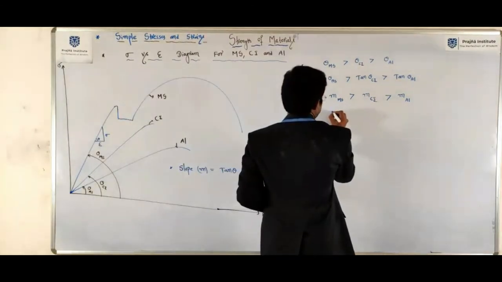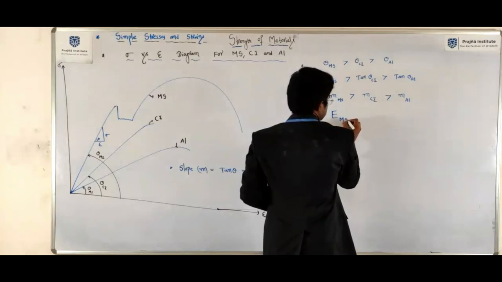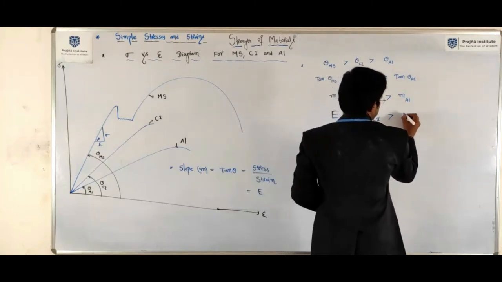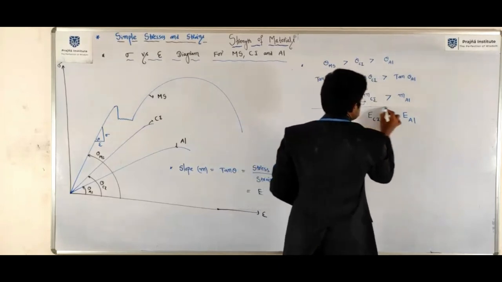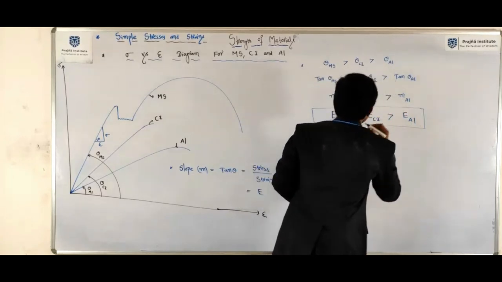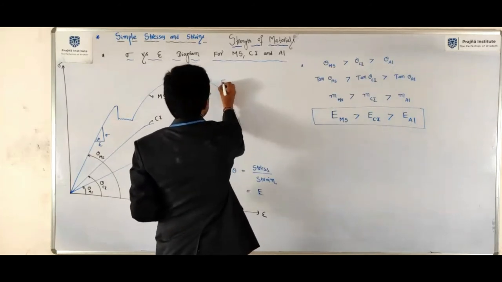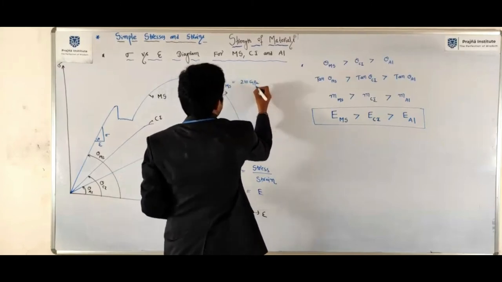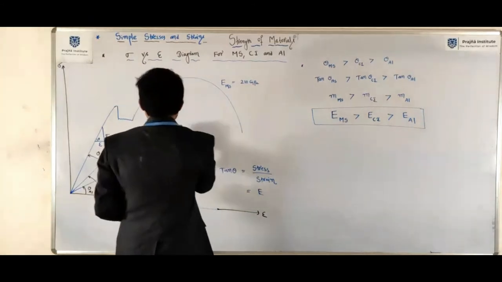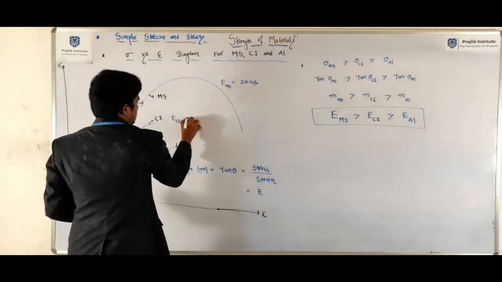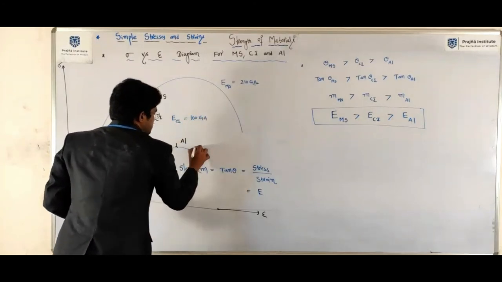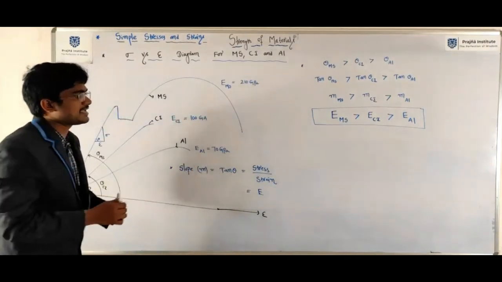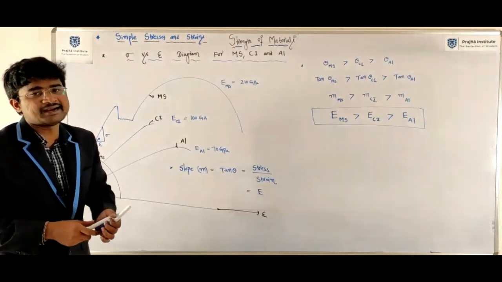So here you can write Young's modulus of the mild steel is greater than Young's modulus of the cast iron, greater than Young's modulus of the aluminium. This is the beauty actually. Again, here are the Young's modulus values. E of mild steel is equal to 210 gigapascal, in most cases 200 gigapascal. Next, E of cast iron is nothing but 100 gigapascal. E of aluminium is 70 gigapascal. These are the values of Young's modulus of the mild steel, cast iron and aluminium.